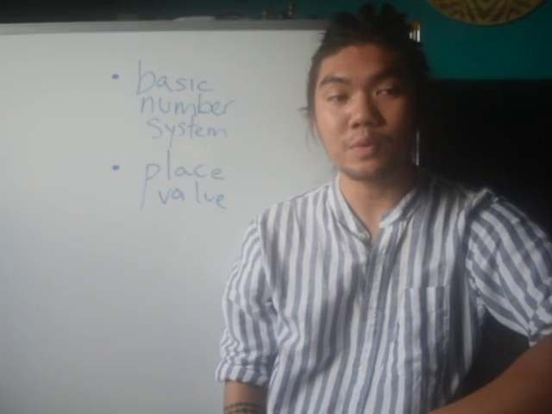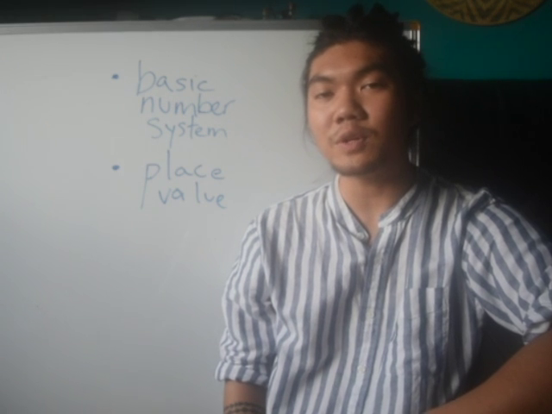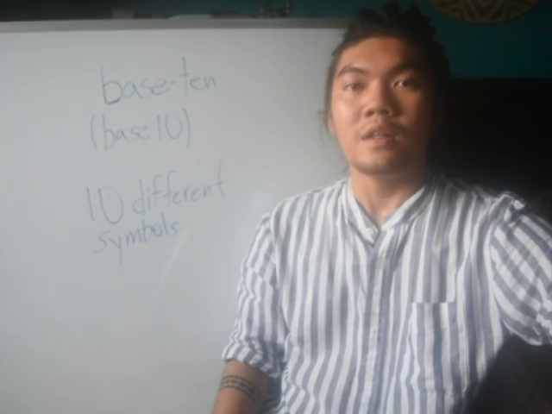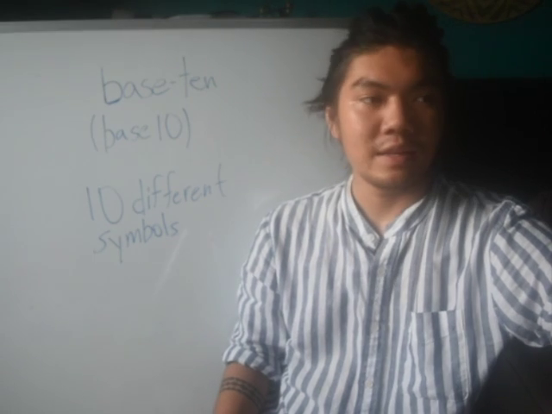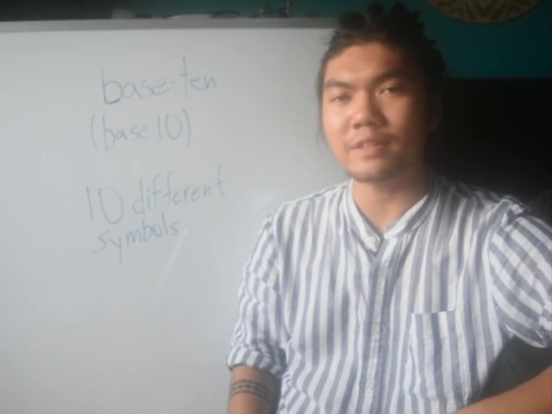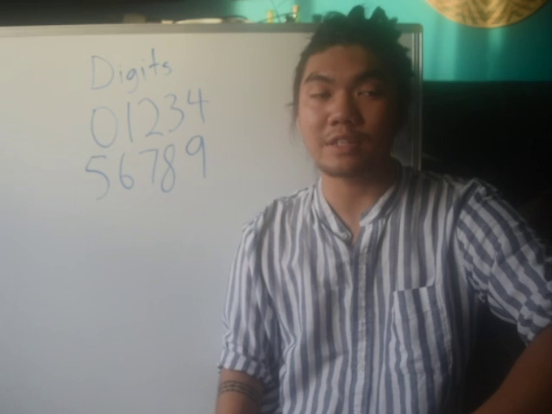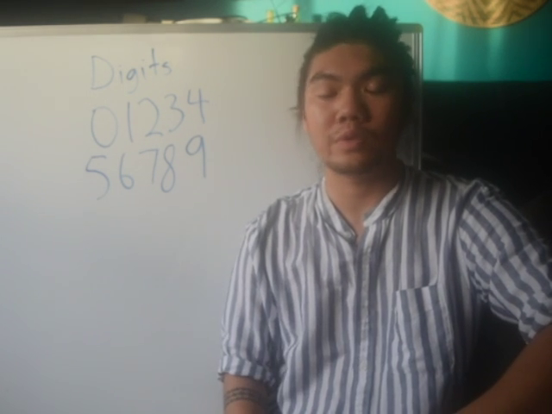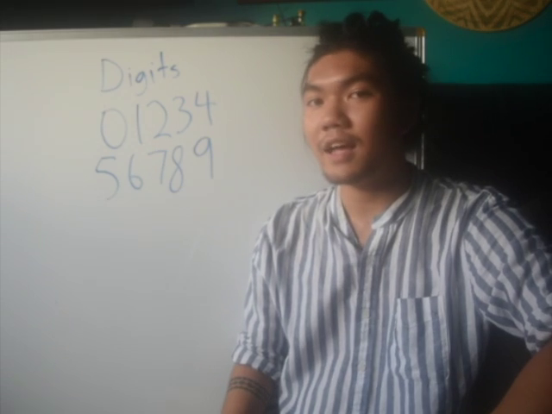In this lesson, we are going to learn how our basic number system works, and we are going to learn about an important concept called place value. The number system that we use in math is called base 10 because it uses 10 different symbols for counting and writing numbers. The 10 symbols that we use are called digits, and they look like this: 0, 1, 2, 3, 4, 5, 6, 7, 8, and 9.